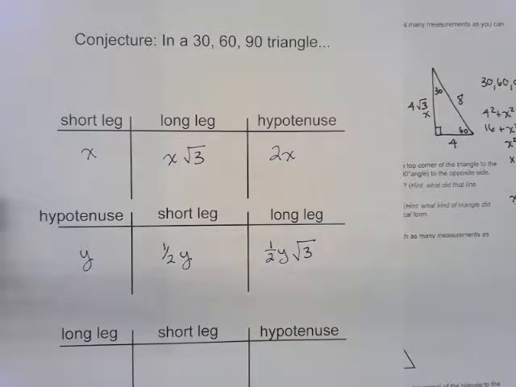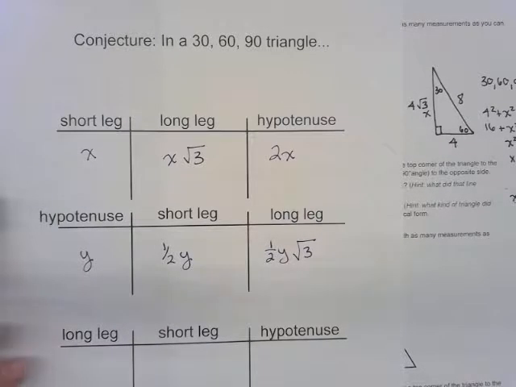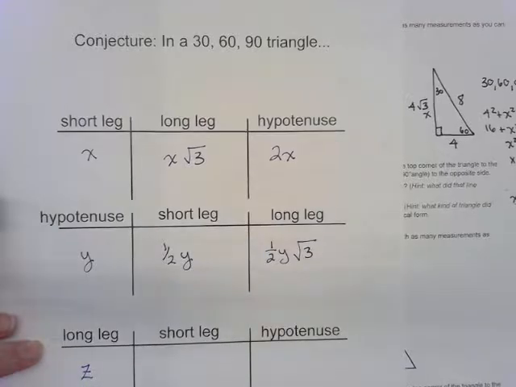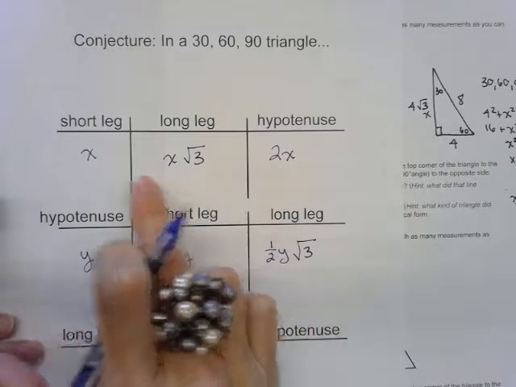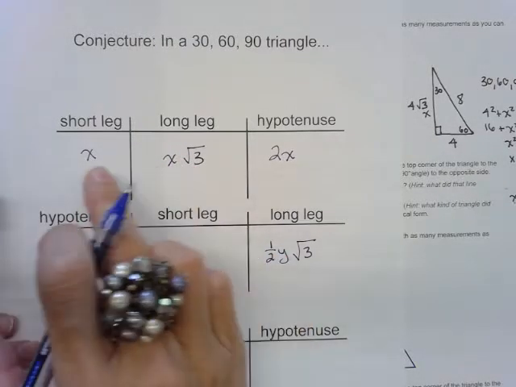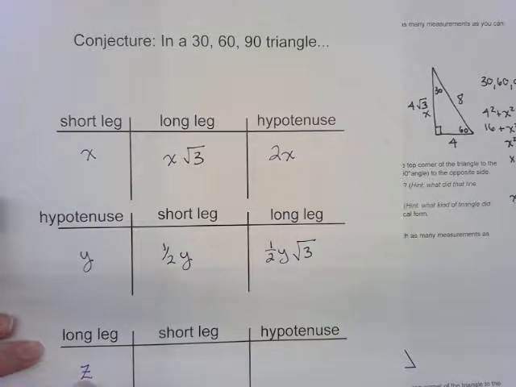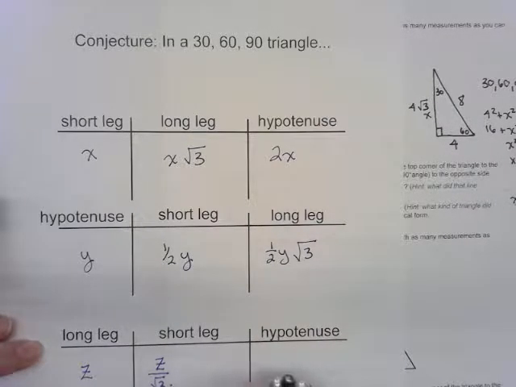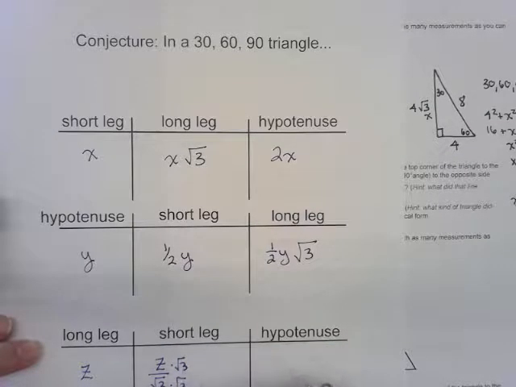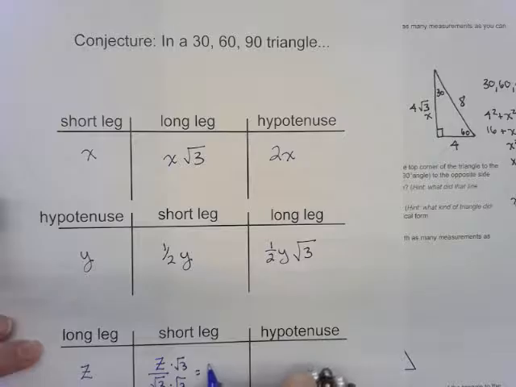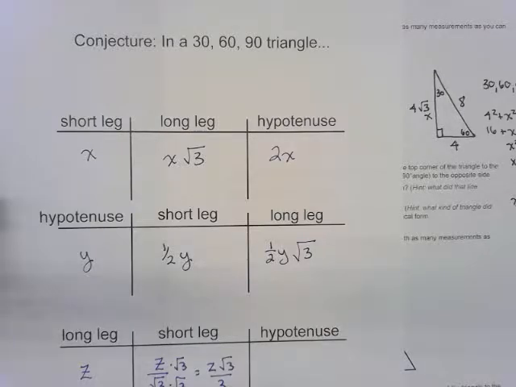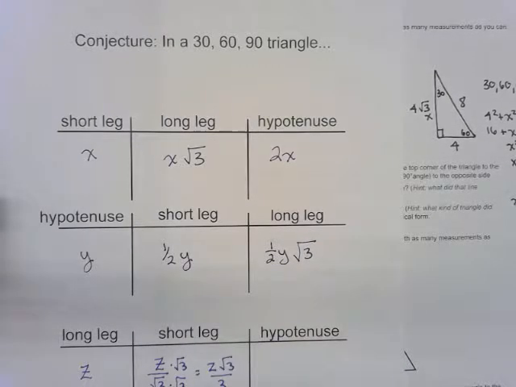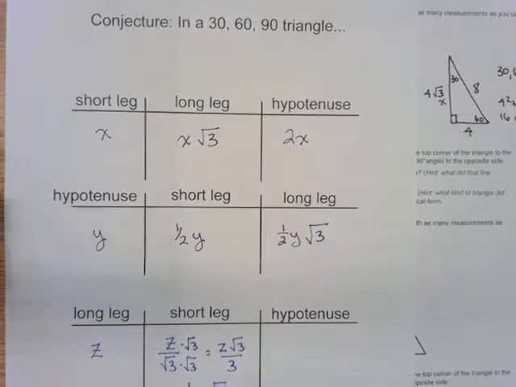Then, what happens if I know the long leg? Now that's the tricky part. If the long leg is Z, how do I get from the long leg to the short leg? I have to divide it by root 3. So that means I have to take Z and divide it by root 3. Remember, when I divide by root 3, I have to rationalize the denominator, so I get Z root 3 over 3. Another way I can write that is 1/3 of Z root 3. I'm allowed to do that. That's the math on that.